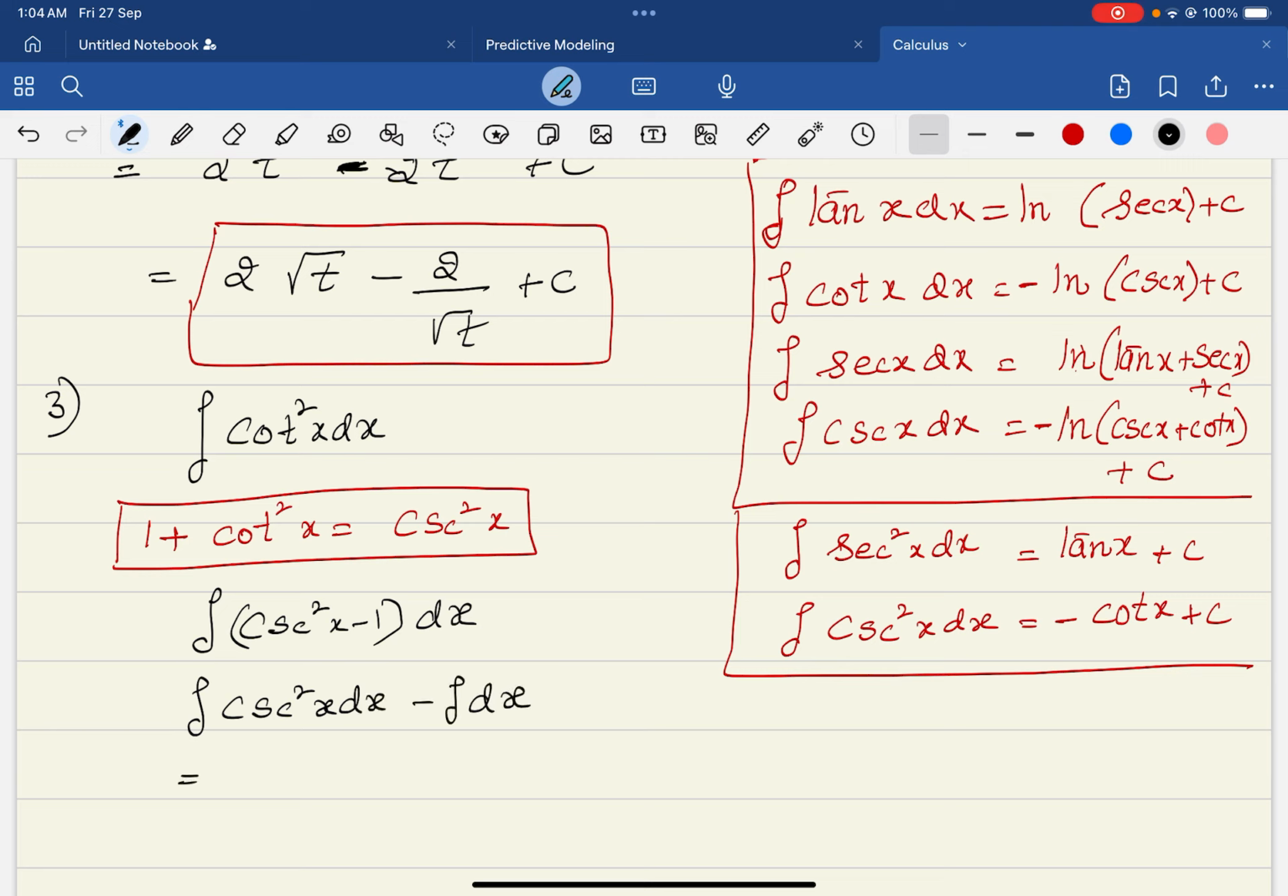So what is the integral of cosecant square? We have done it: the integral of cosecant square x is minus cot x. And the integral of dx is x, so we have minus x plus the constant. So the solution is minus cot x minus x plus c. This is the solution. I hope it is clear. Now let us go to the next problem.